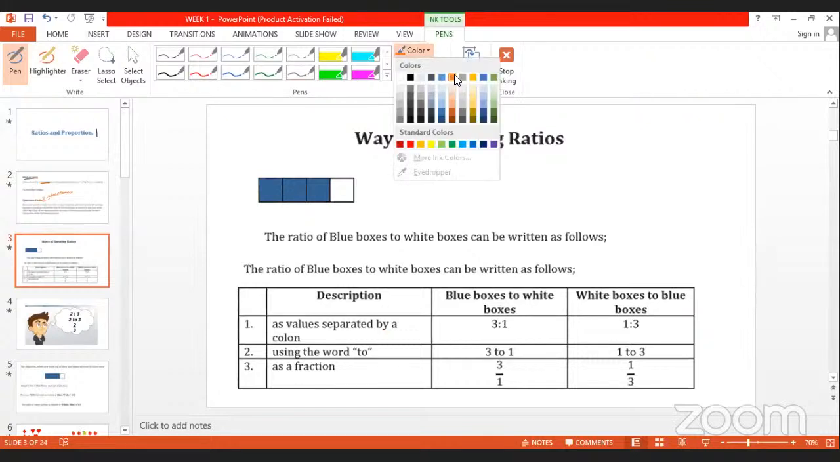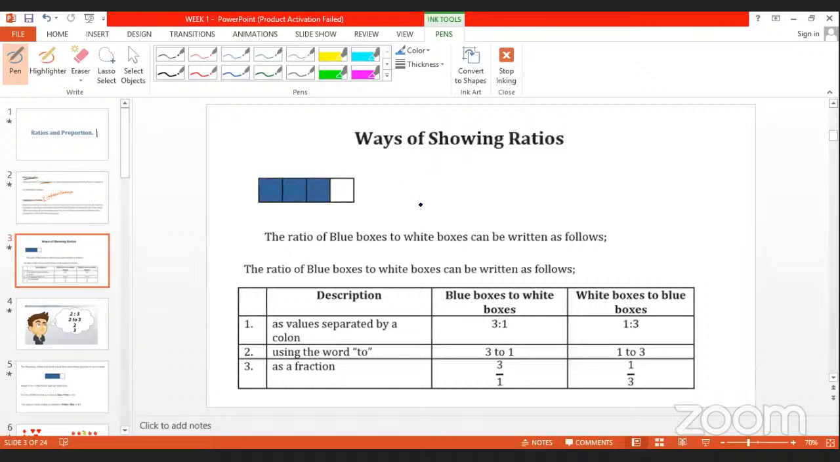Then we also saw how we can represent ratios. We saw one comparing two items, okay? If, for example, this is blue and this is white, we can say the ratio of blue to white: you count how many blues you have compared to the white one, which is one. So in so doing, we say our ratio of blue to white is 3:1, okay?